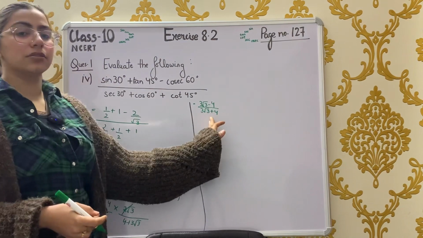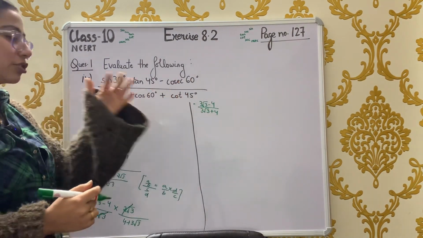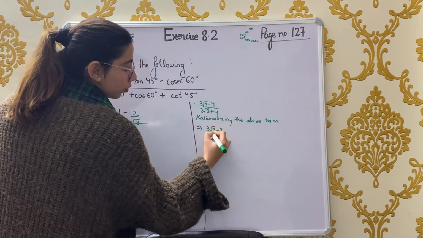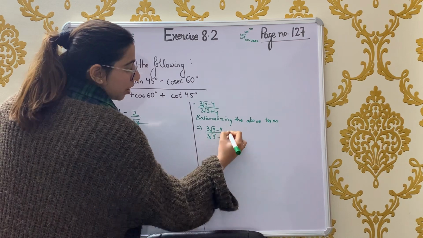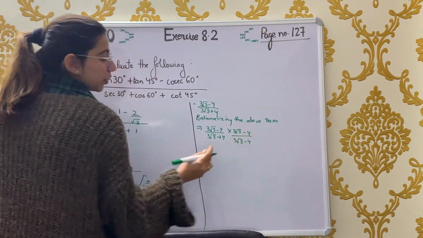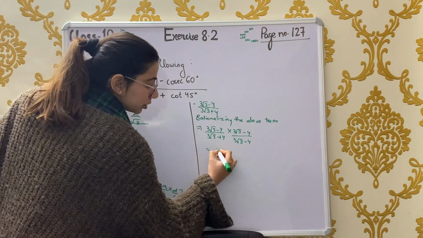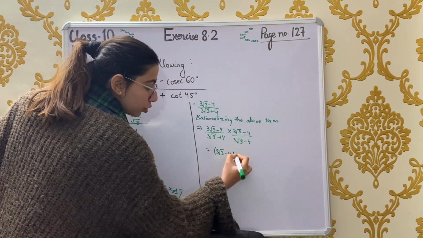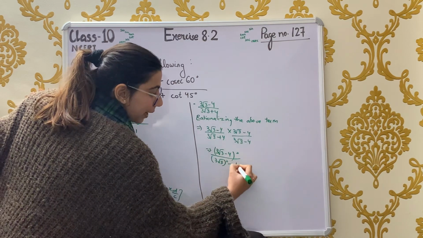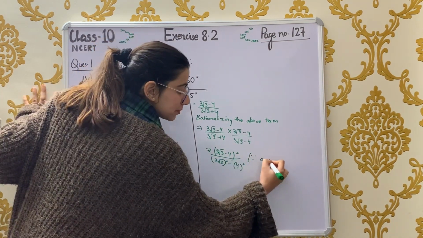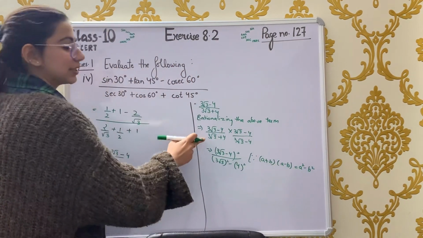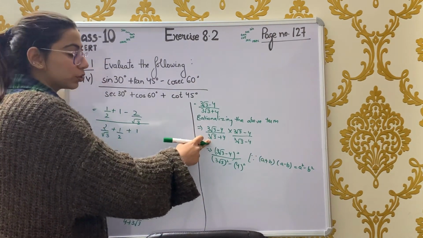Now we cannot leave the answer in terms of root in the denominator. Let's rationalize it. Rationalizing the above term, we say 3 root 3 minus 4 upon 3 root 3 plus 4 multiplied by 3 root 3 minus 4 upon 3 root 3 minus 4. So the numerator becomes 3 root 3 minus 4 whole square and the denominator becomes 3 root 3 whole square minus 4 square, because a plus b into a minus b is equal to a square minus b square, which is the case in the denominator, where a is 3 root 3 and b is 4.